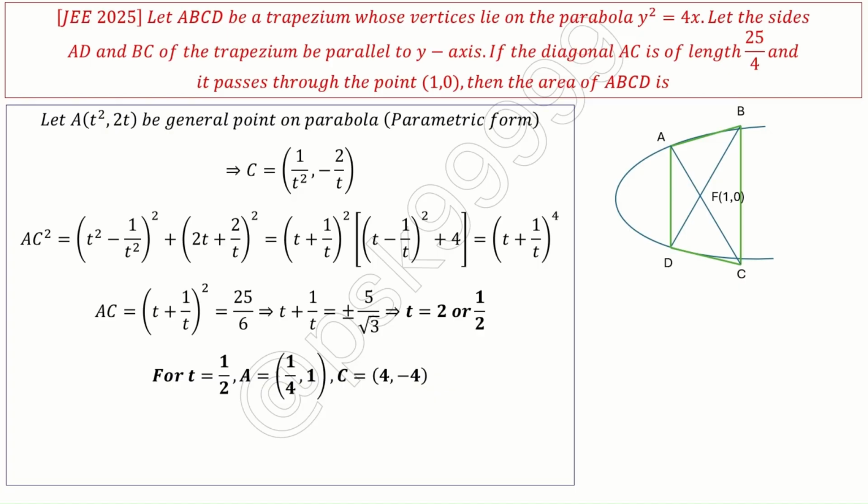Okay, and t equal to half is what? Nothing but, okay, t equal to 2 is nothing but B is (4, 4) and D is (1/4, -1). Okay, these are my ABCDs.